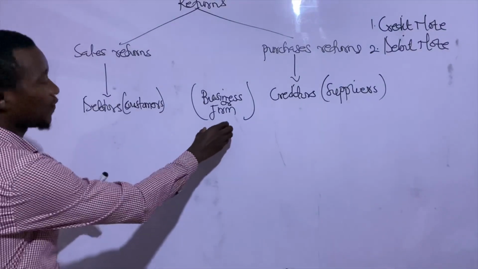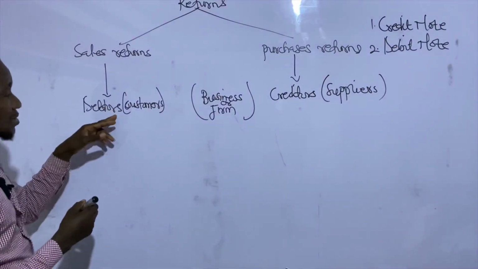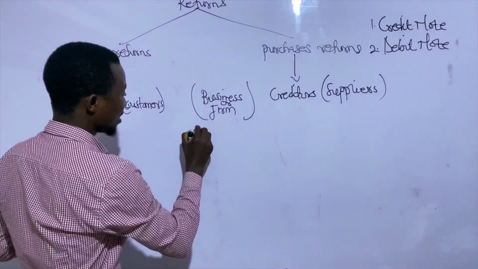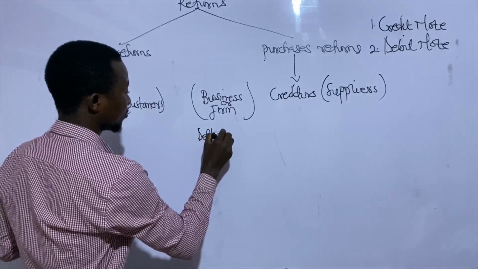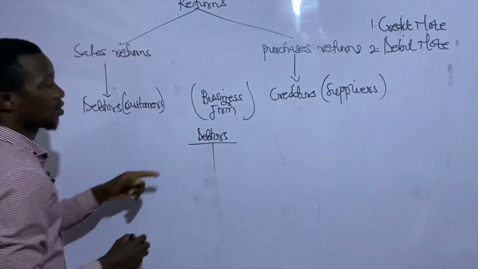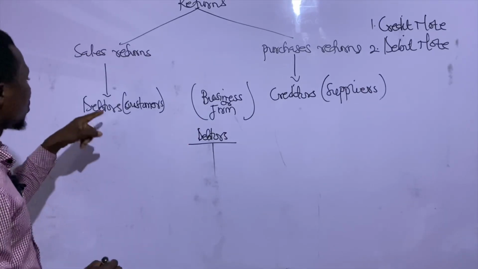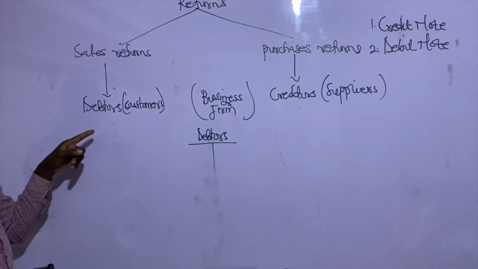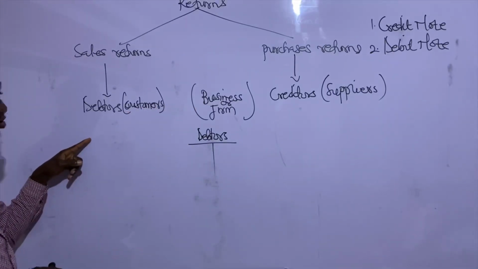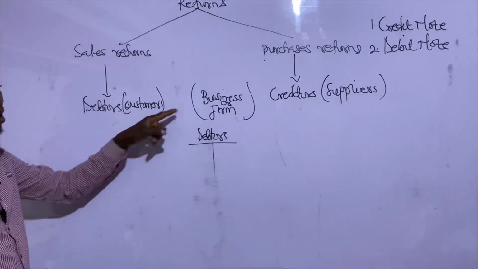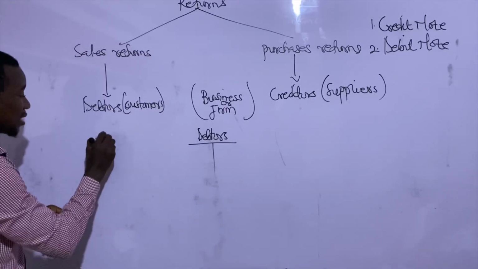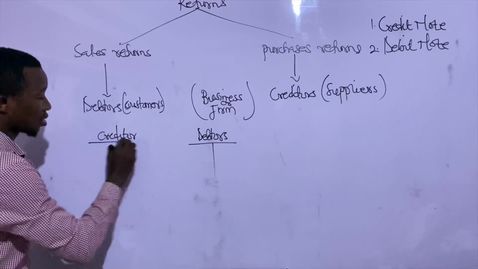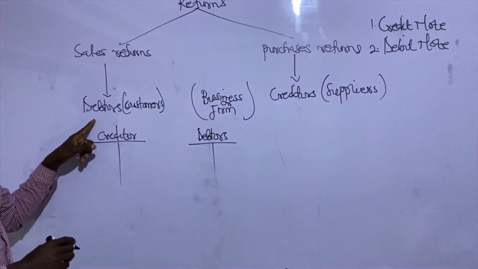So in the book of the business, the customer is a debtor to this business. So we say that we have debtors or the customer's account in the book of the business. To the customer or to the debtor, the business is a creditor, because the customer bought the goods from the firm. So you have a creditor's account in the perspective of the customer.